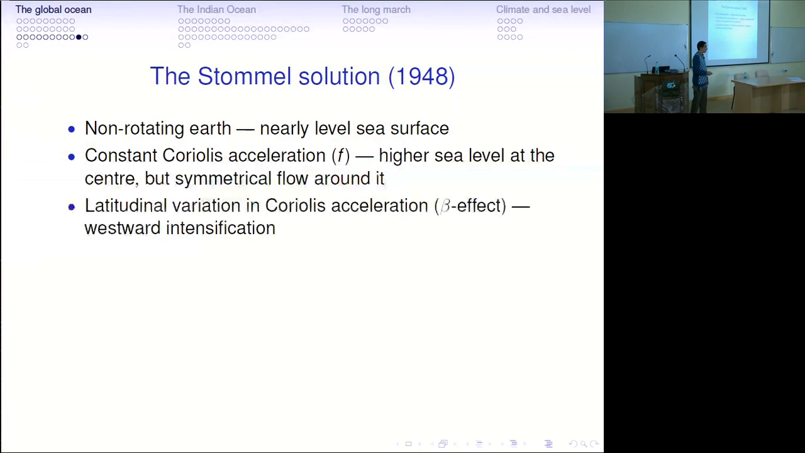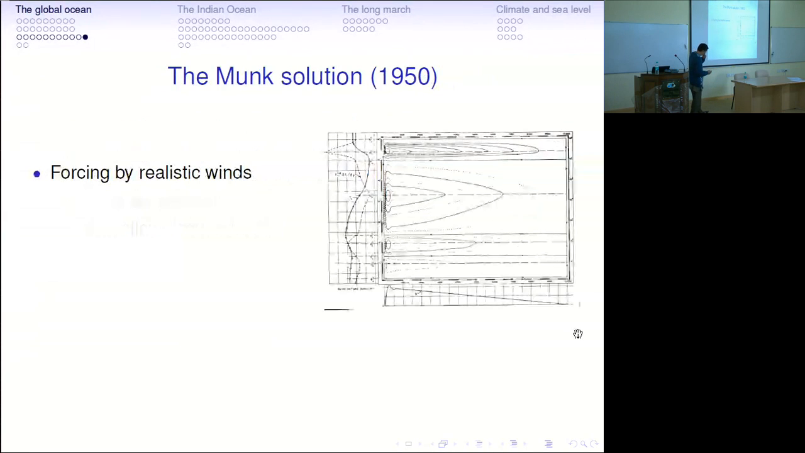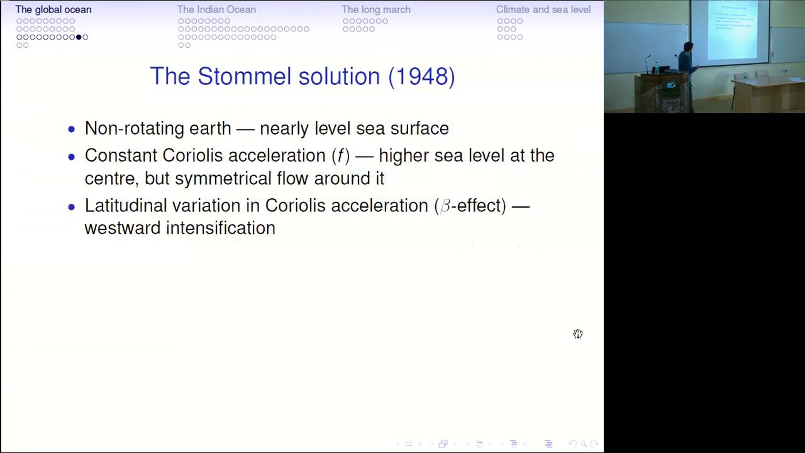The moment you throw in the latitudinal variation in Coriolis acceleration, the beta effect, you get the westward intensification. The boundary current shifted to the west, and there was an equatorward flow right across the rest of the basin. So the beta effect, when used by Harold Sverdrup, explained the equatorward drift, but he had a first order equation. Stommel solved it differently.